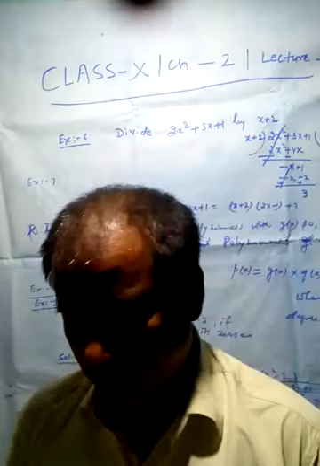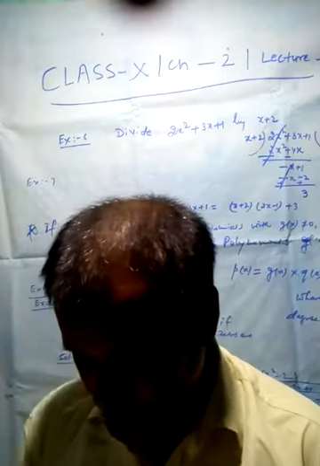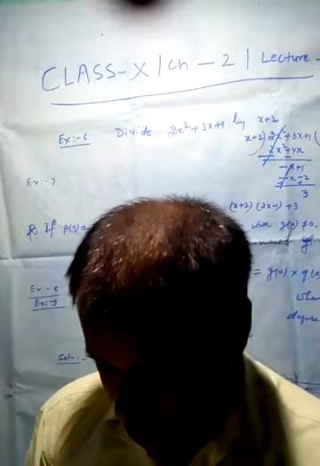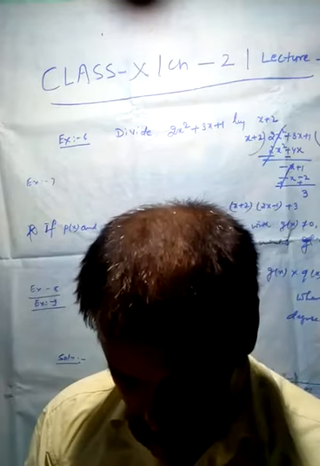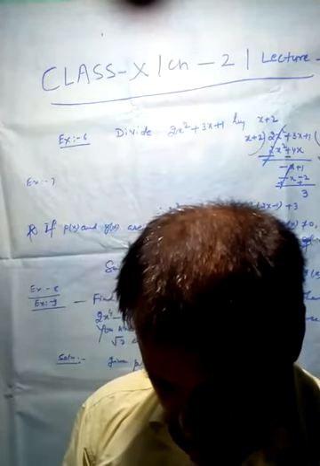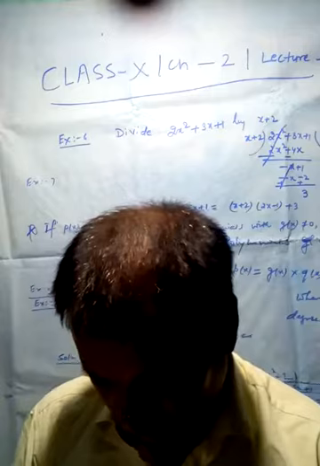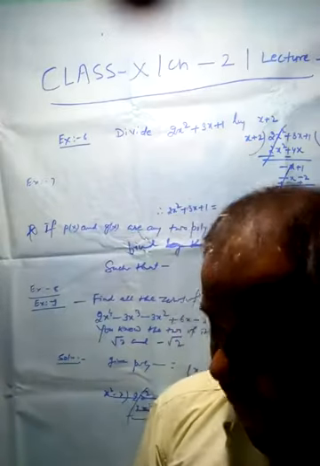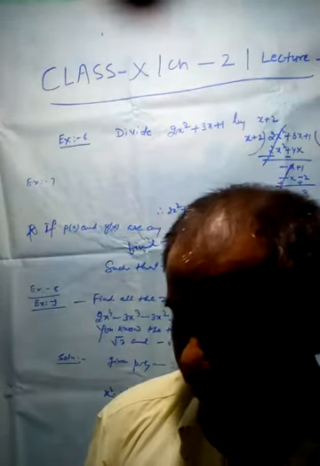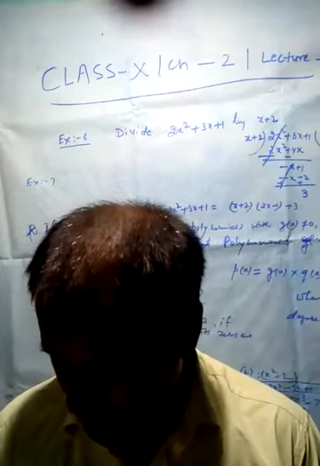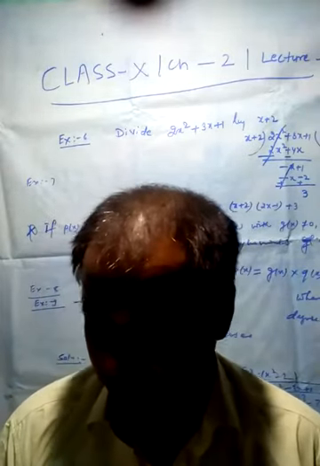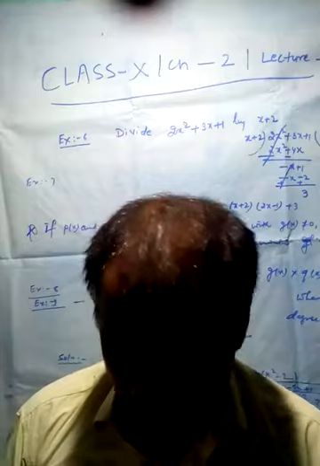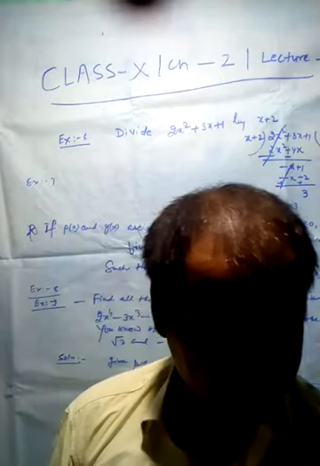Now Exercise 2.3, some questions are there, you have to solve all the questions. Exercise 2.4 is optional. These optional exercises are not from the examination point of view. 2.5 is the summary. You have to remember all the points given here, 1 to 7, and by this we have finished chapter number 2.